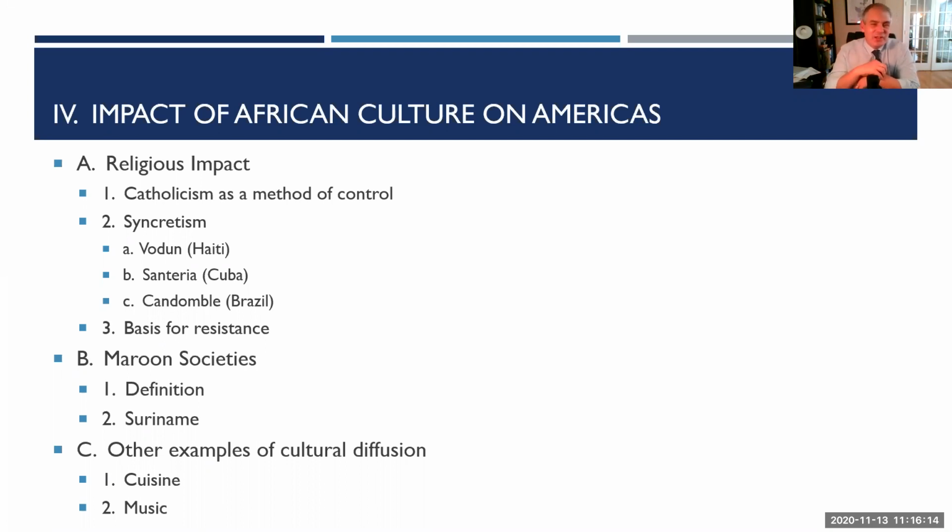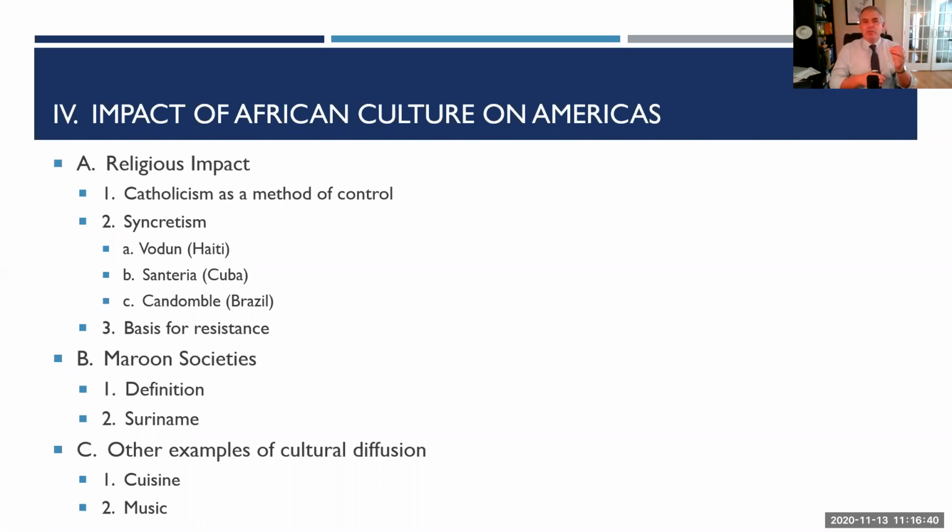And also, I think I mentioned how Christianity became a basis for resistance to the enslaved status of the Africans, and it becomes a way of resisting the colonial structure that Europe was giving. So the religious impact, again, that's something we've already talked about in the course. So I'm not going to spend a lot of time going back over that.